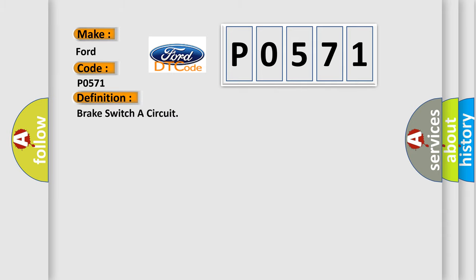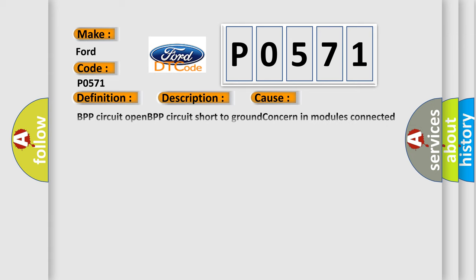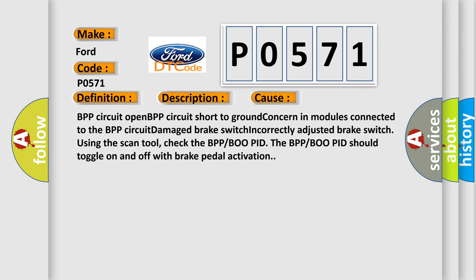The basic definition is brake switch circuit. And now this is a short description of this DTC code. This DTC sets when the brake switch does not toggle during the key on engine running KOER test. This diagnostic error occurs most often in these cases: BPP circuit open, BPP circuit short to ground, concern in modules connected to the BPP circuit, damaged brake switch, incorrectly adjusted brake switch. Using the scan tool, check the BPP or BOO PID. The BPP or BOO PID should toggle on and off with brake pedal activation.